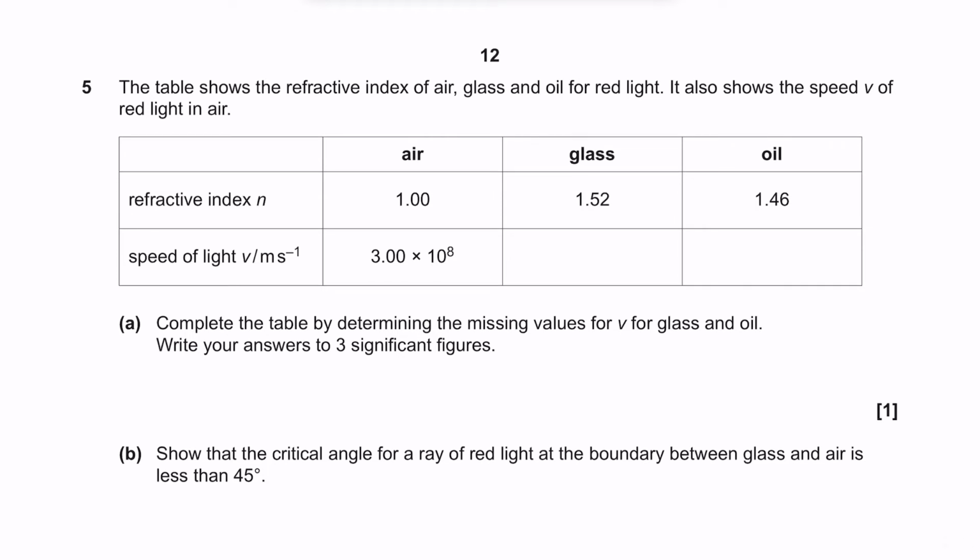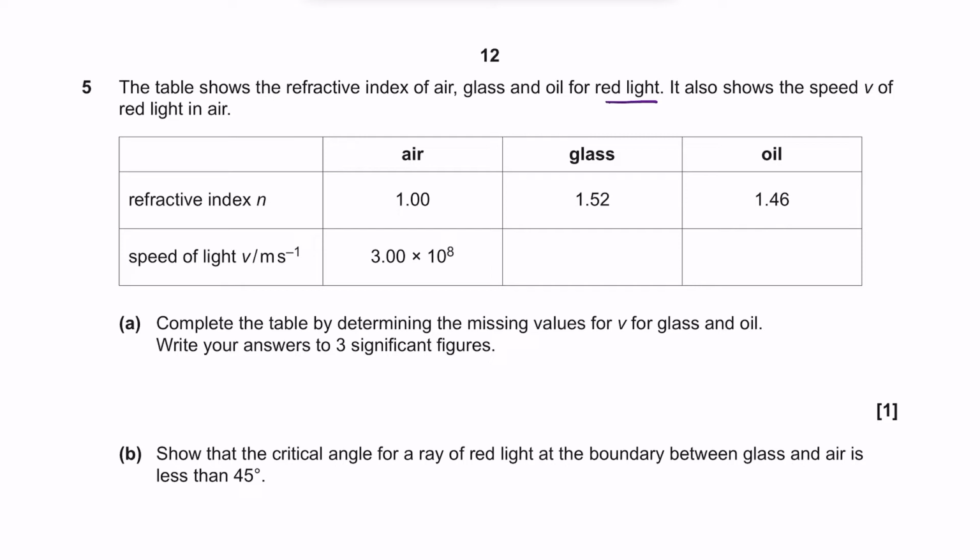Question number 5 gives us a table which shows the refractive index of air, glass, and oil for red light. It also shows the speed v of the red light in air, and we need to complete the table by determining the missing values for v, for glass and oil. Write down answers to 3 significant figures.